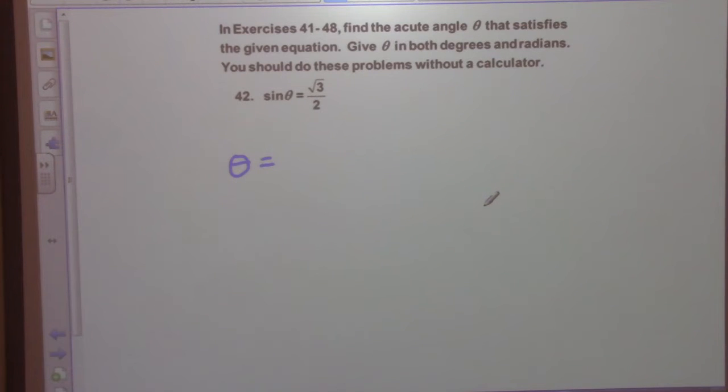So you get 60 degrees, okay. And how many radians is that? Pi over 3 radians. All right? Can you do the song again?